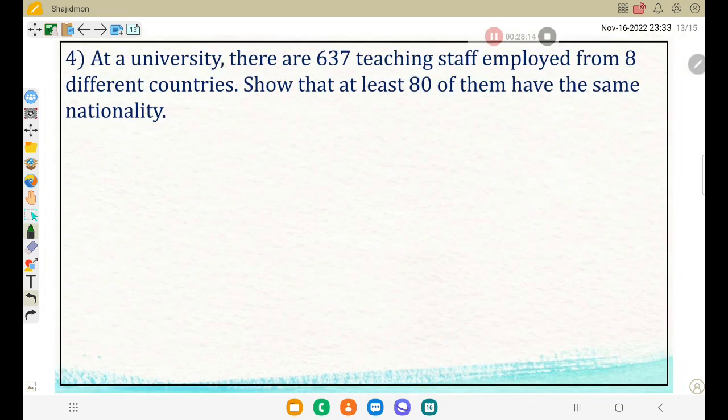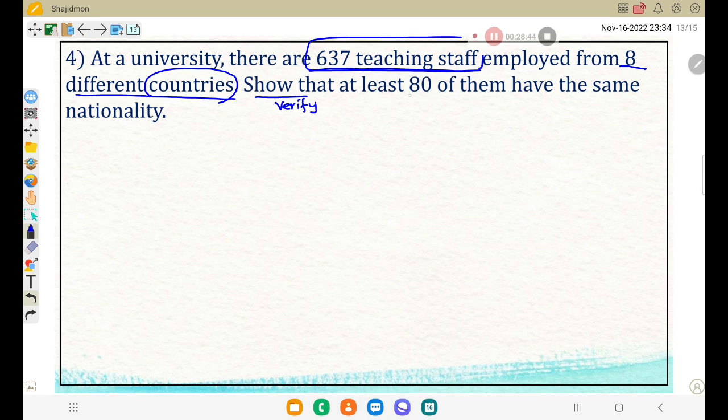Now the questions are all the same idea, easy questions. Next question. At a university there are 637 teaching staff employed from 8 different countries. Okay, how many countries? 8 countries. We need to verify that at least 80 of them have the same nationality. The answer is given already, we just need to verify it. Show that 80 of them have the same nationality.